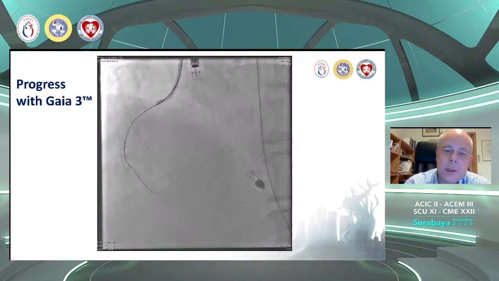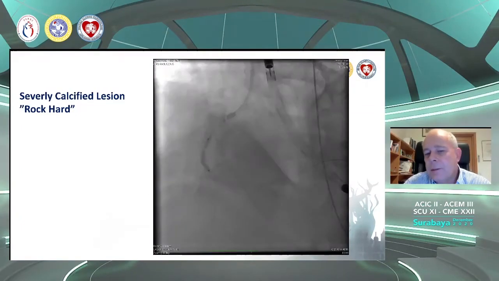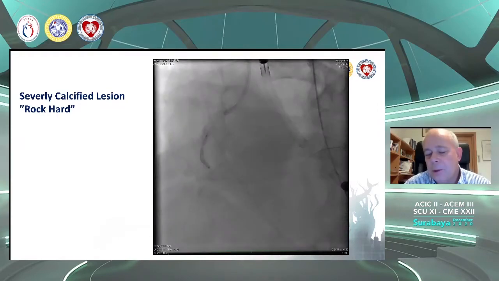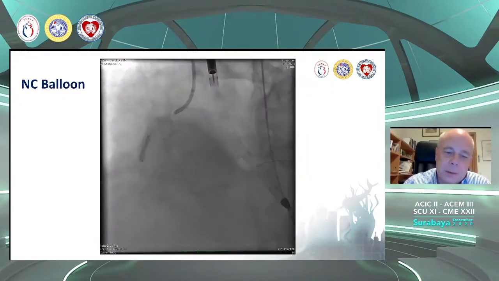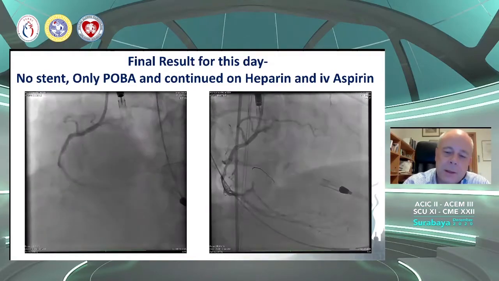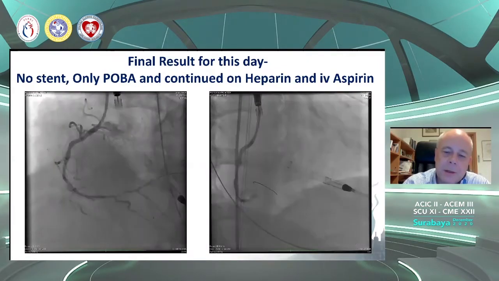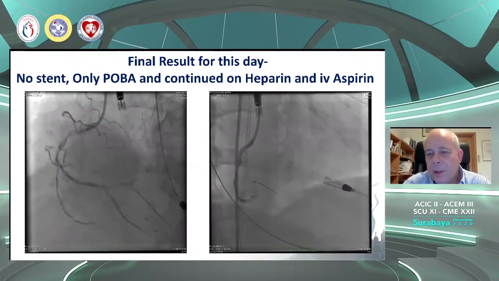And I decided then to continue to do PCI, but perhaps not putting in stents, only using POBA. But we discovered also in the process that these stenoses in the right coronary artery were rock hard. And we had to go to quite high pressures with NC balloons to break them. But we established good coronary distal flow, just with POBA. And following this, the patient actually became very stable. His blood pressure didn't normalize quite, but he had a blood pressure of 110, 115.